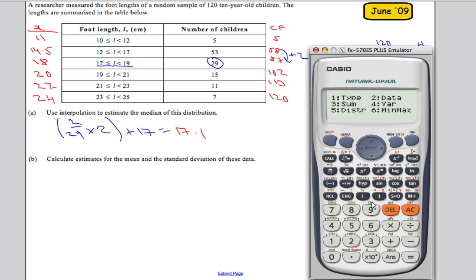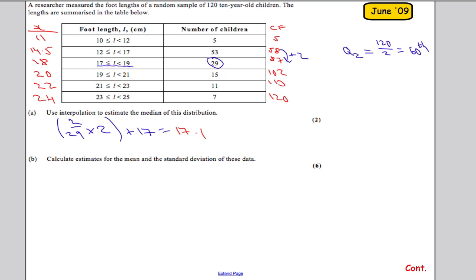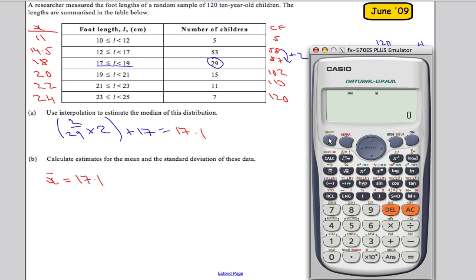Shift and then 1, press number 4. And then we want the mean, which is going to be X bar. So the mean is 17.1 to 3 significant figures. So X bar equals 17.1 to 3 significant figures. And we also need the standard deviation. So shift 1 stats, press number 4, and then number 3 for the standard deviation, which is 3.28.